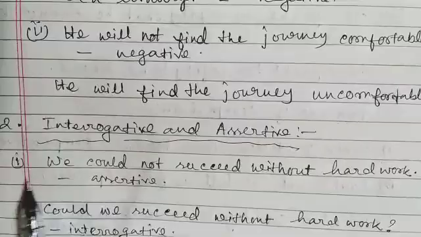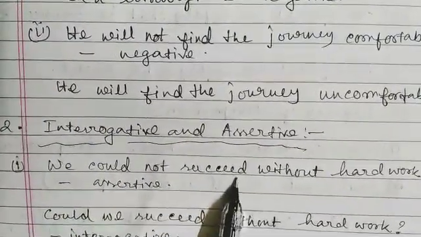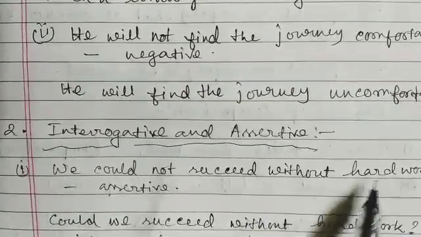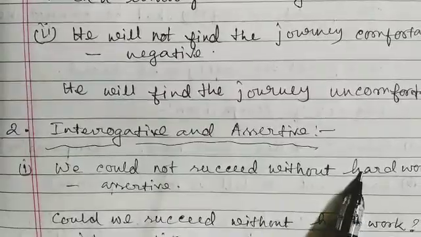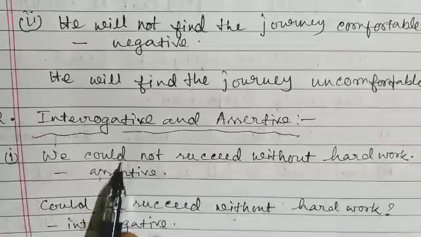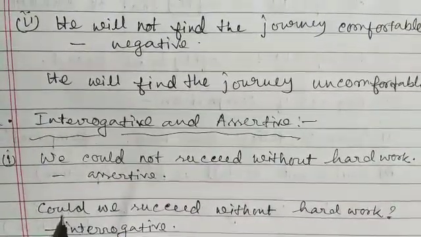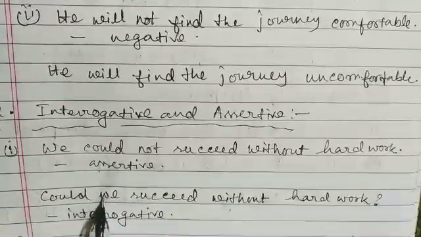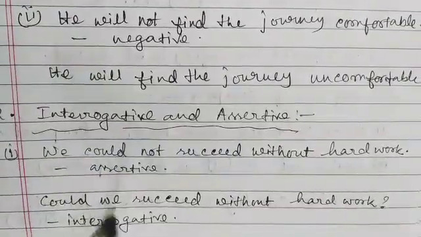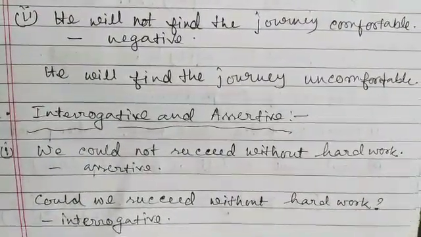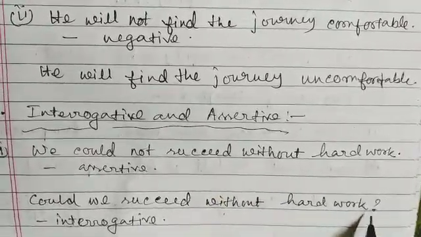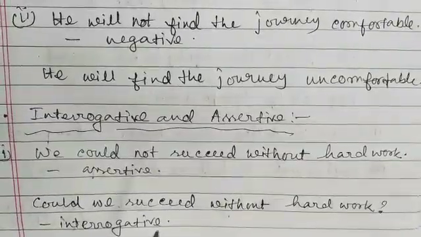So first example, we could not succeed without hard work. It is an assertive sentence, a kind of statement. So we have to make it a question. So here could is there. So we can bring this could to the beginning of the sentence, and we start it like, could we succeed without hard work? Then the answer will come, we could not succeed without hard work, isn't it? So this is our interrogative sentence.